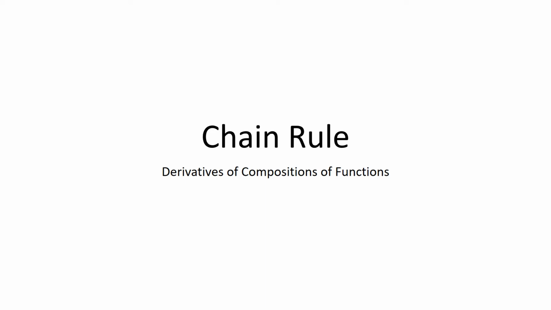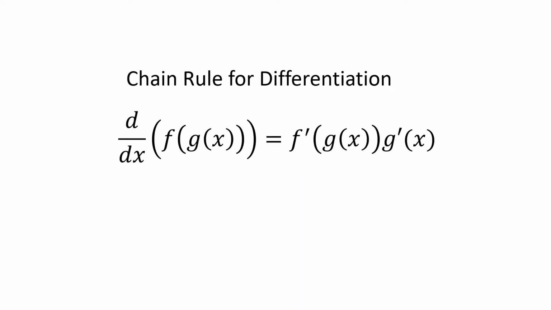In this video, I'll show you how to use the chain rule to differentiate composite functions. This equation provides a method for taking the derivative of the composite function f of g. The method is called the chain rule for differentiation. Let's take a look at a couple of important features of the chain rule.